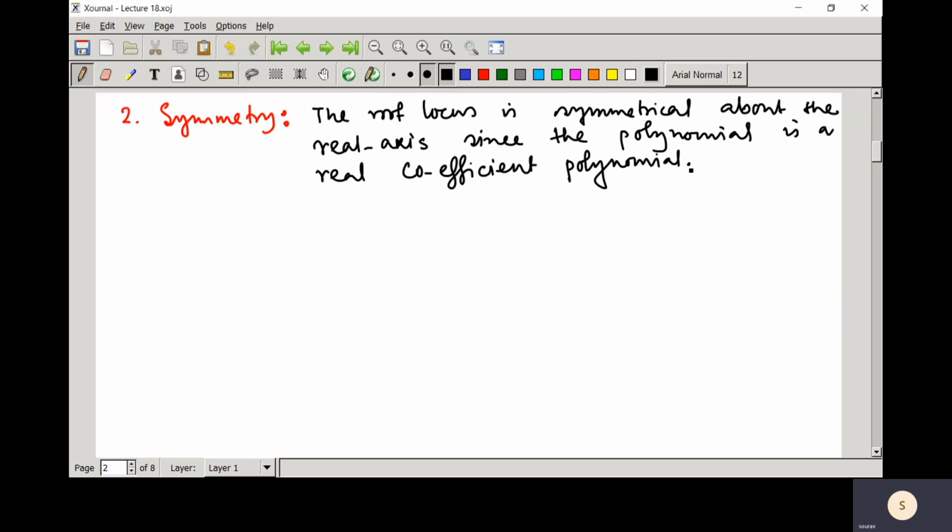Root locus, whenever we sketch root locus, this thing we should keep in our mind: that it is always symmetric with respect to the real axis. So let us see what is the third rule. That is the real axis segment.